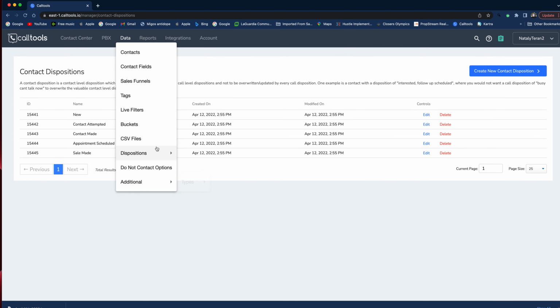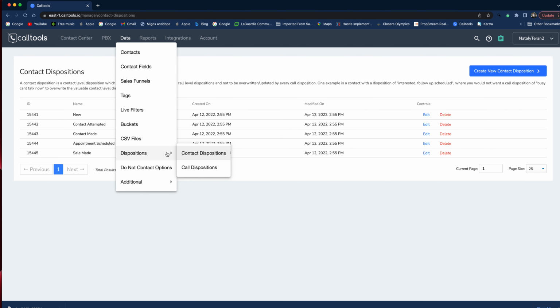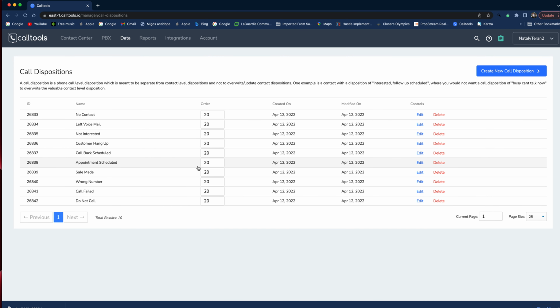Okay, so when you're in the dialer and you're talking to your leads, whether it's you or your virtual assistant, they are going to be calling a lot of people. And what the call disposition does is it allows you to separate every single person, basically put everyone that you speak with into a box.